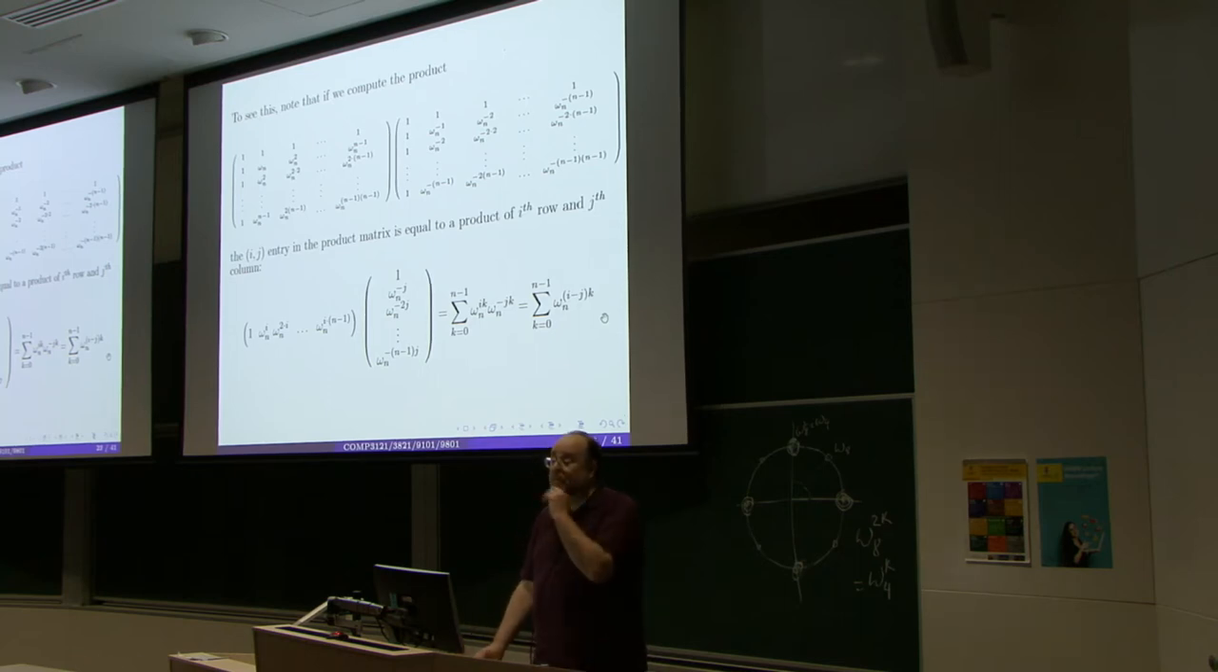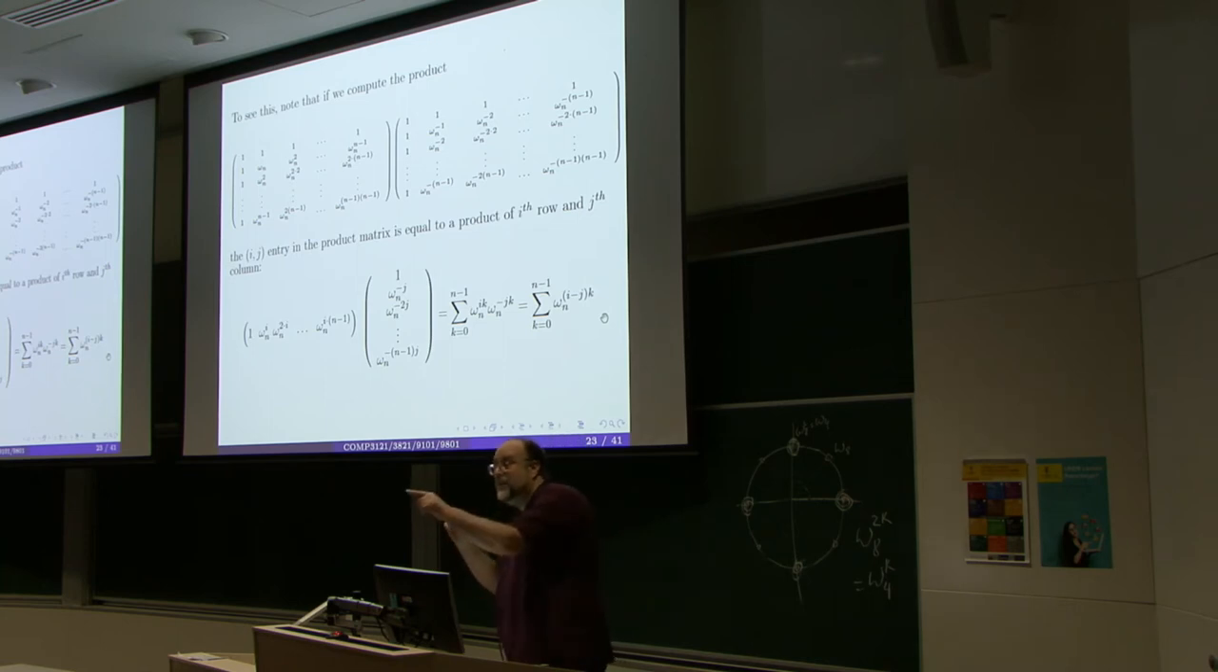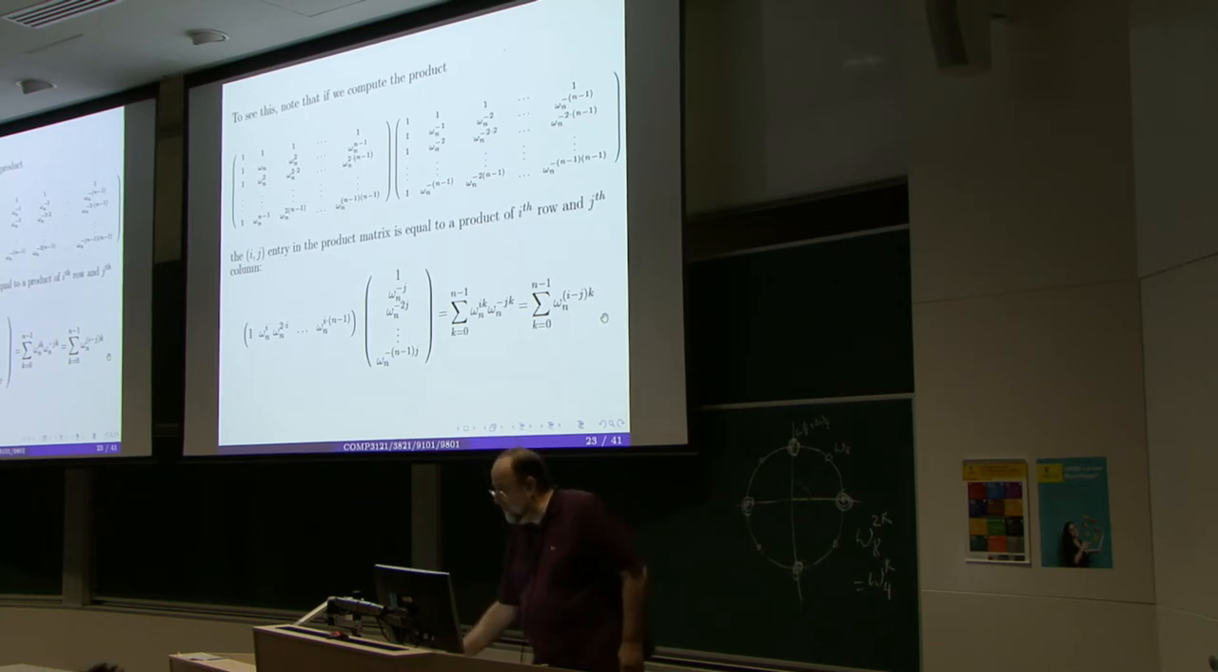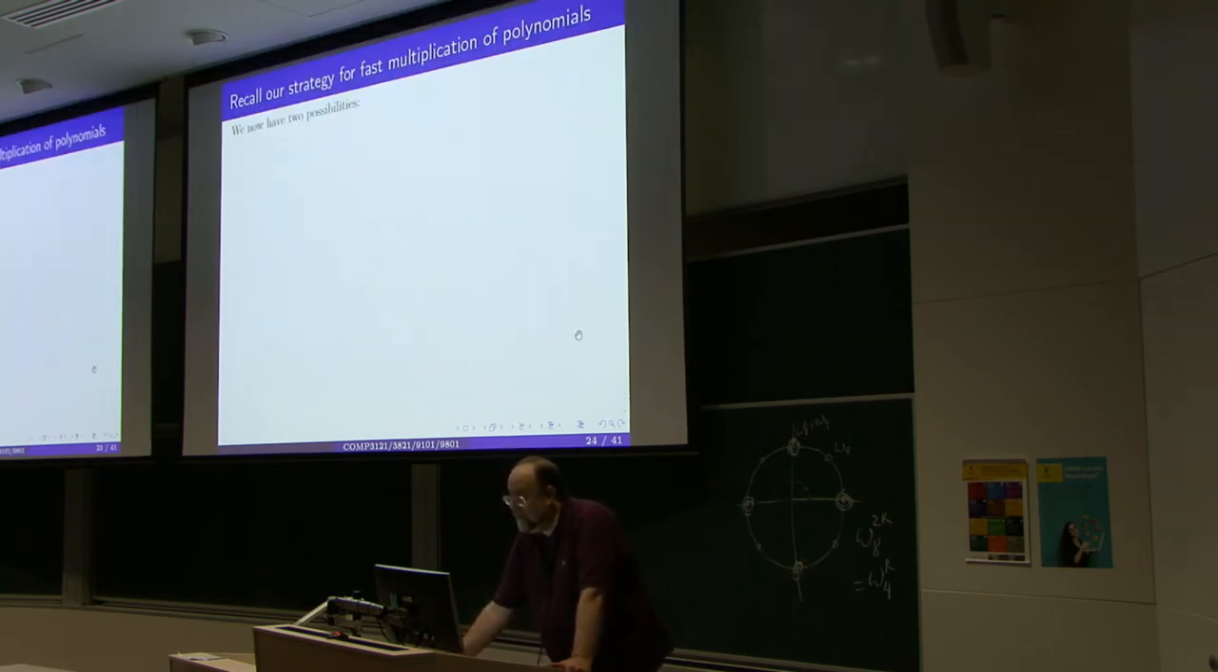Now we consider two cases. If i is equal to j, if you are multiplying the ith row with the ith column to get the diagonal entry of the matrix, the exponent will be 0. What is omega n to the power 0? Just 1. What is the sum over k equals 0 to n minus 1 of 1s? It is exactly n, because there are n 1s to sum. So voila, on the diagonal, you will get n.